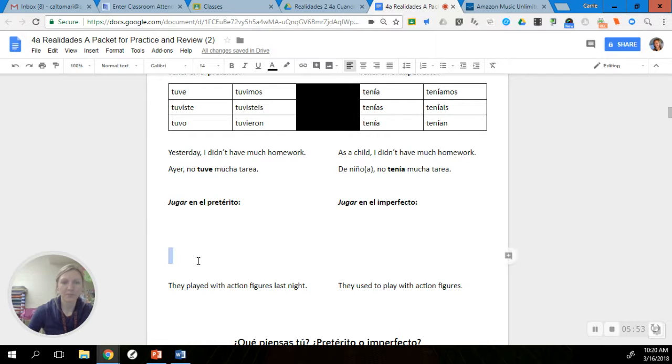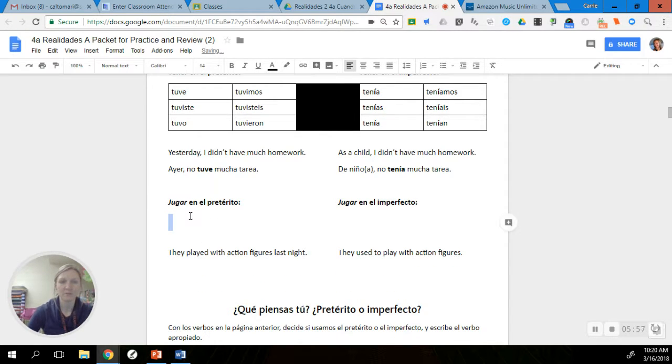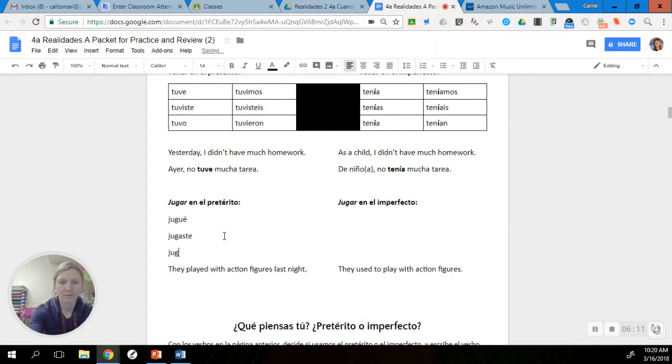So a couple other verbos. Let's go through an AR verb here, jugar, in el pretérito y imperfecto. So jugar, your forms in the pretérito are jugué, jugaste, jugó, jugamos, jugasteis, jugaron. Acento sobre E y O. Okay? This is el pretérito. Yesterday I played basketball. Ayer jugué al basketball.